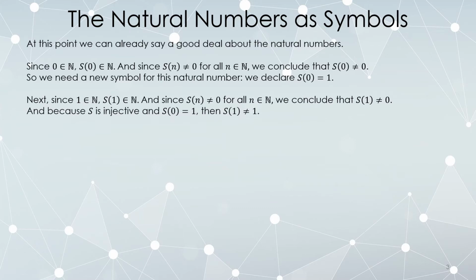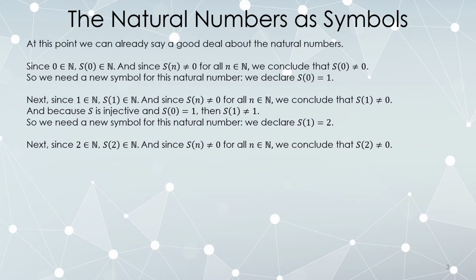But it also can't be 1. Since we declared 1 to be the successor of 0, and 0 and 1 are not the same number, the successor of 1 cannot be 1. So whatever the successor of 1 is, it's not 0 and it's not 1. We're going to need a new symbol for it, so we're going to call it 2.